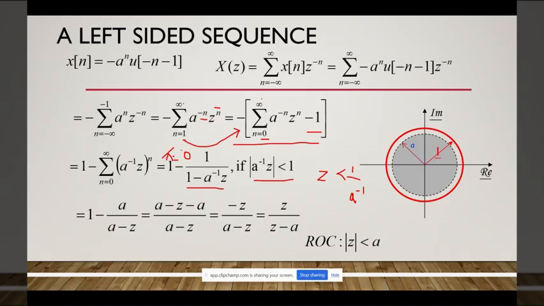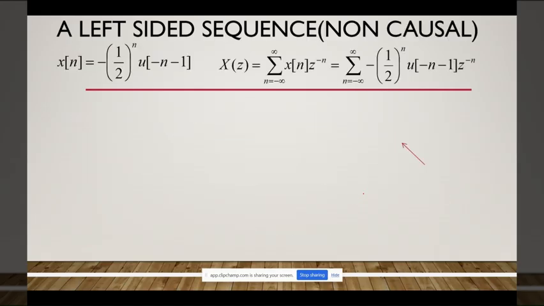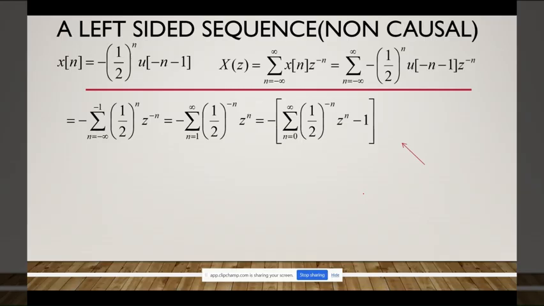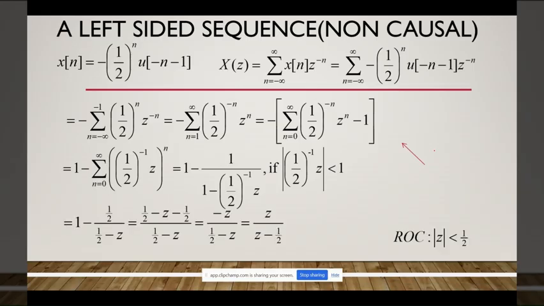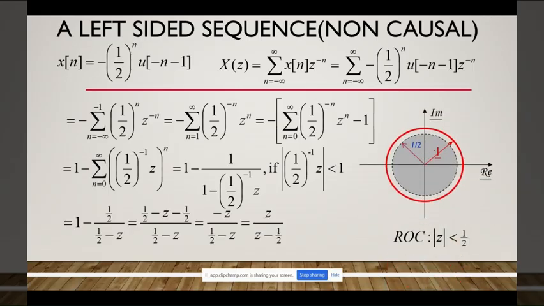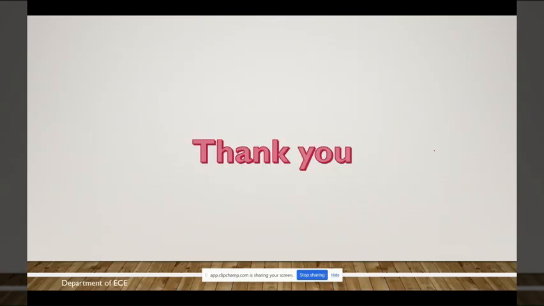z by z minus a is the X of z value. Similarly, if the constant is 1 by 2 the whole power n, we can apply the formula from minus infinity to infinity, then it is minus 1 to minus infinity. Again the same procedure. So ROC is z less than 1 by 2. Can you understand the difference between the right-sided and left-sided sequence now?